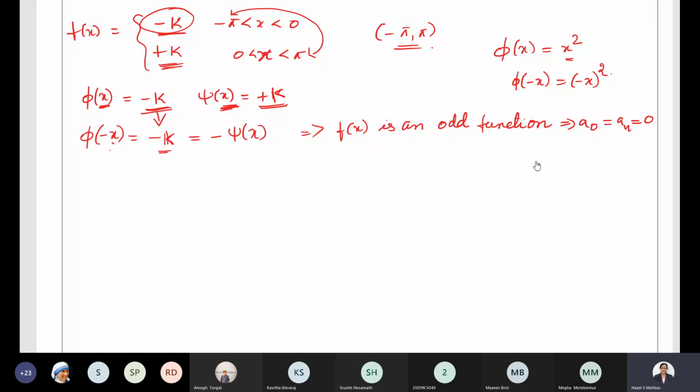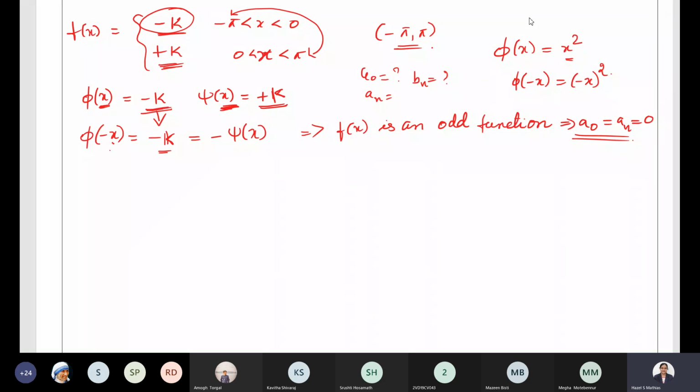Anybody has any doubt in this step? No, ma'am. Okay, why are we checking the odd and even nature? Just because of this, or else you need to substitute the values of a0 and an and check. In order to reduce the work, we are checking the odd and even nature of the given function, which reduces a lot of work. Suppose the question is asked for 6 marks and you go on checking the value of a naught, the value of an, the value of bn, it is really time consuming. That's why the concept of odd and even nature is introduced over here.